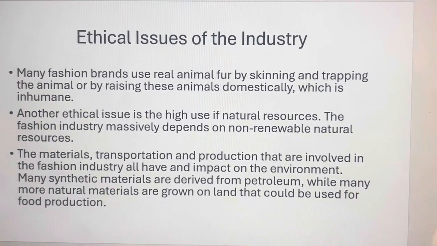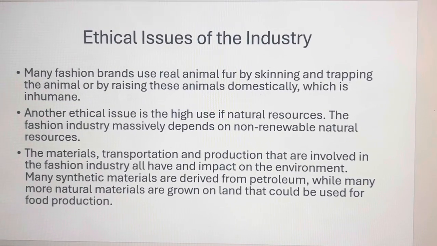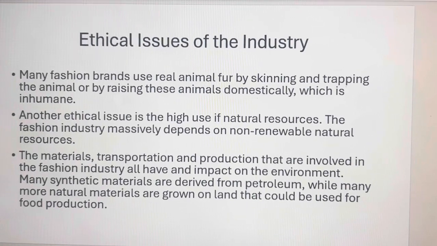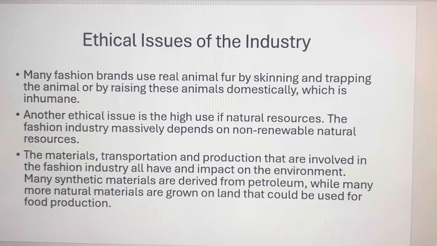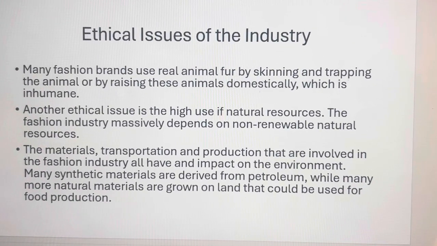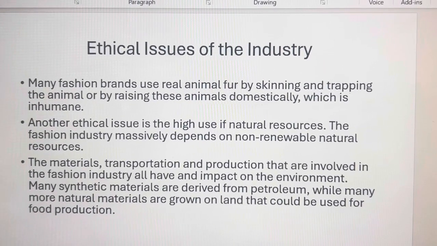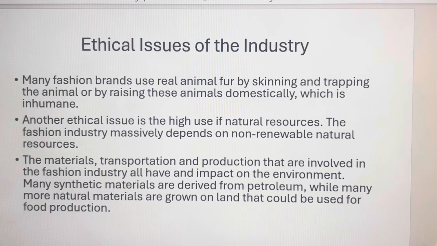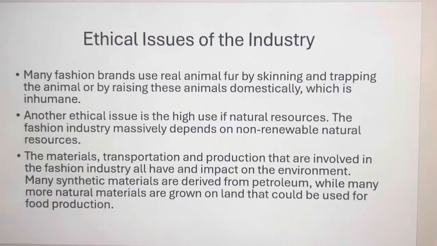Ethical issues of the industry. First one, many fashion brands use real animal fur by skinning and trapping the animal or by raising these animals domestically, which is inhumane. Another ethical issue is the high use of natural resources. The fashion industry massively depends on non-renewable natural resources. The material, transportation, and production involved in the fashion industry all have an impact on the environment. Many synthetic materials are derived from petroleum, while many natural materials are grown on land that could be used for food production.